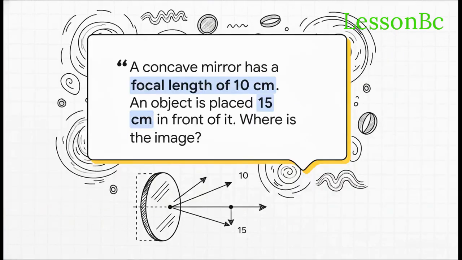Okay, let's try this example. We've got a concave mirror, and we know its focal length, f, is 10 centimeters. Then we place an object, u, 15 centimeters in front of it. The big question is, where is the image, v, going to appear?